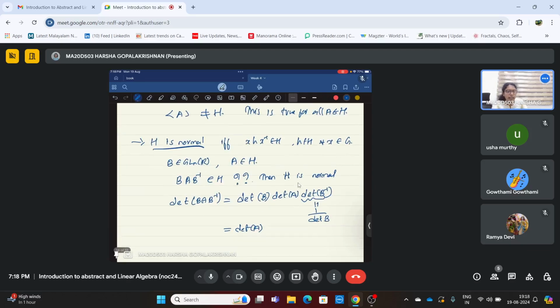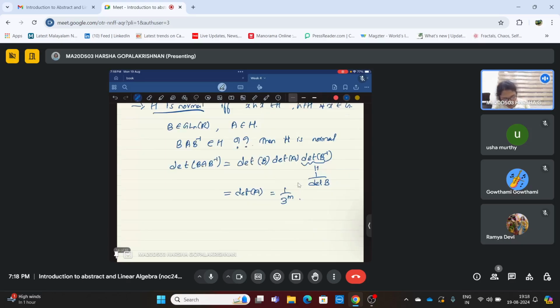So what do we know? A is from H. Since A is from H, determinant of A will be in the form 1 by 3 power n. That means determinant of BAB inverse is in the form 1 by 3 power n. So what can we say? If this determinant is in this form, we can say BAB inverse is an element of H. So this is nothing but H is normal. Correct? H is a normal subgroup of G.